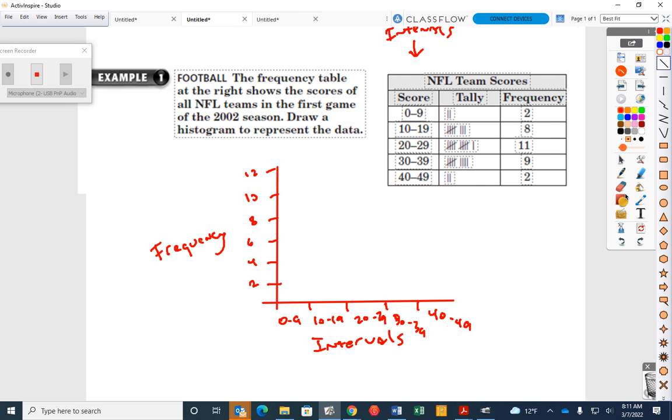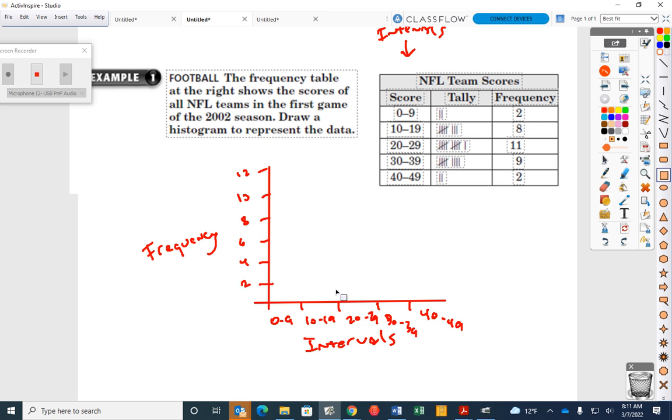So now, just like with a bar graph, how am I going to display this? Let's get fancy with this. Let's make it look good. So from here, what is my frequency for 0 to 9? 2. So I'm going to go up to, never mind, I'm not going to get fancy. I was just kidding.